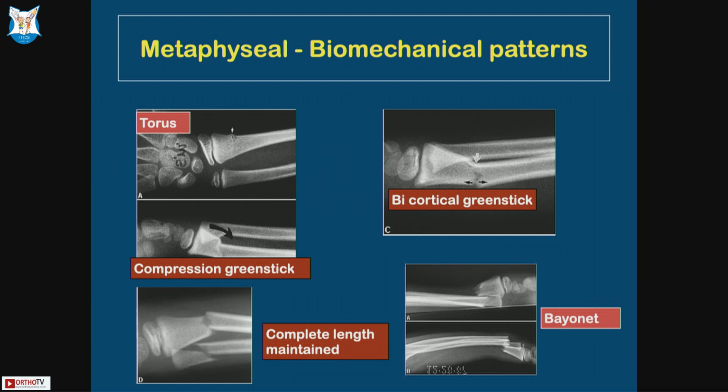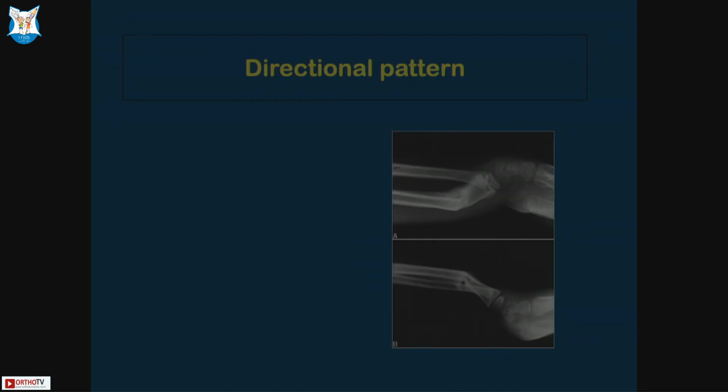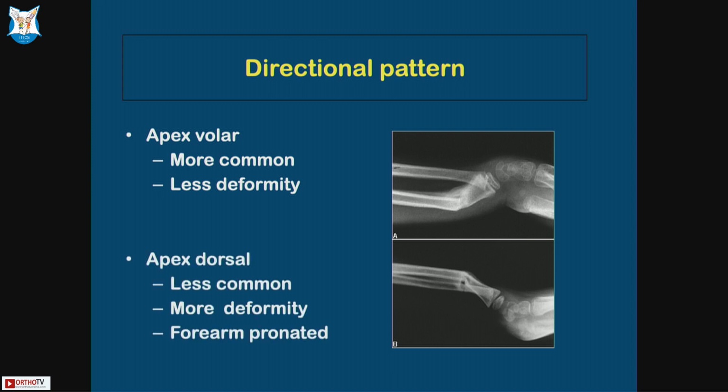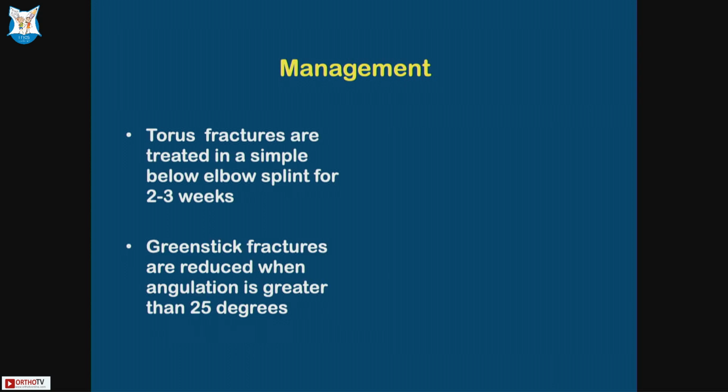Metaphyseal, the biomechanical patterns: you can have torus, you can have bicortical greenstick, a compression greenstick. You'll have bicortical fractures with the length maintained, and then you have the bayonet type of fractures. Directional pattern, apex volar is more common, with less deformity eventually. Apex dorsal is less common, but you end up with more deformity and the forearm is pronated.